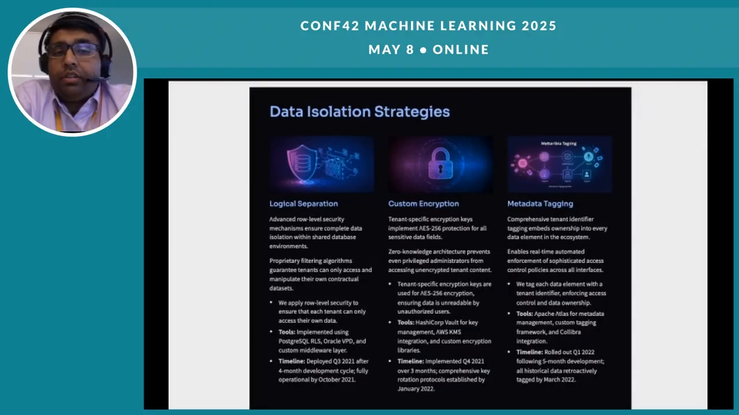Data isolation strategies. To isolate tenant data effectively, we use row-level security in a shared environment, ensuring that data access is restricted by default. Each tenant's sensitive information is encrypted using dedicated keys, ensuring data remains unreadable even to privileged users. And we embedded ownership metadata into every data element, enforcing dynamic access policy system-wide. This gave us strong separation without sacrificing performance and accessibility.